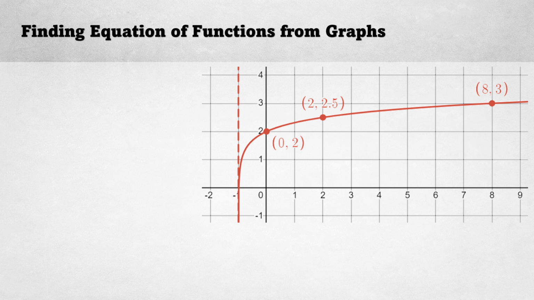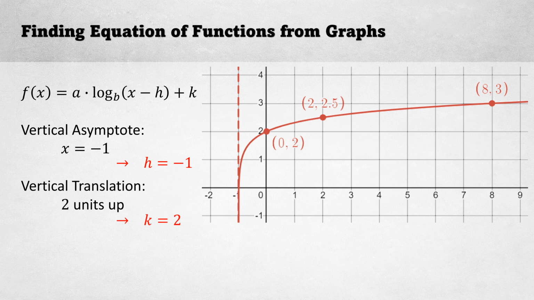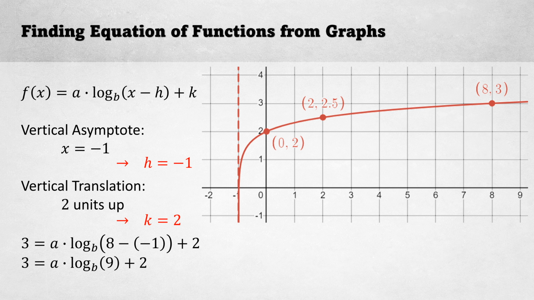Here's another example where we're asked to find the equation of the function for the given graph. We can identify this graph as a logarithmic function since it has a vertical asymptote. The vertical asymptote is at x equals -1, so h is -1. We can see that there is a vertical translation 2 units up, so k equals 2. Putting these two values into the equation, we can simplify the equation to 1 equals a times log base b of 9. Using the power rule of logs, we get log base b of 9 to the a equals 1.